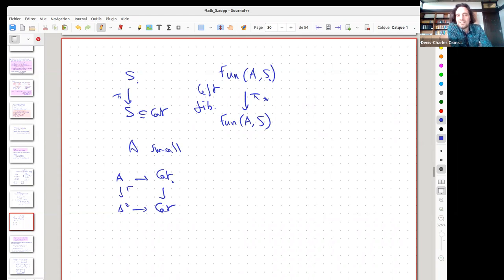Then in fact, you can check that this has small fibers and therefore it is classified by a map. And this you call limit A. Of course, you have to check it has a suitable universal property, but I just say that all the ingredients you need for limits to exist are provided, up to tiny computations like this.